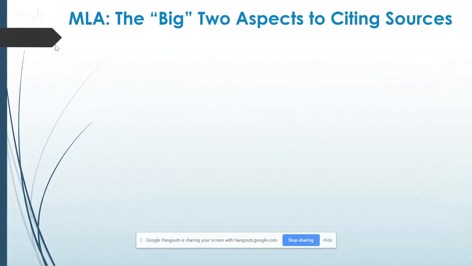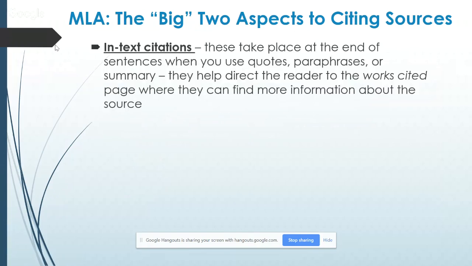All right, so to make MLA as easy as possible, I want you to remember that there are two big aspects to citing sources. The first aspect would be using in-text citations. Now, if you remember the rhetorical analysis sample that we looked at, I believe it was a week ago or so, you probably saw in-text citations. These take place at the end of sentences when you use quotes, paraphrases, or summary, and they help direct the reader to the works cited page where they can find more information about the source.